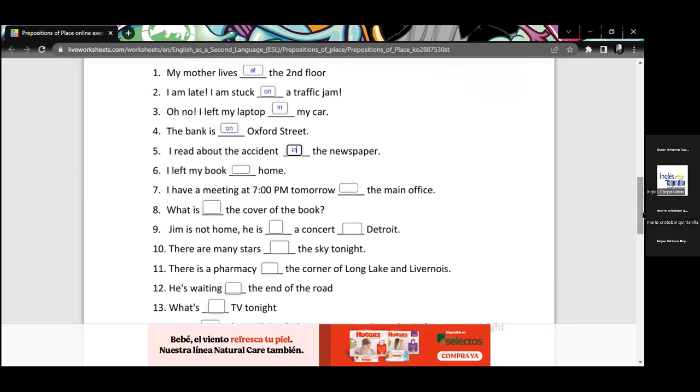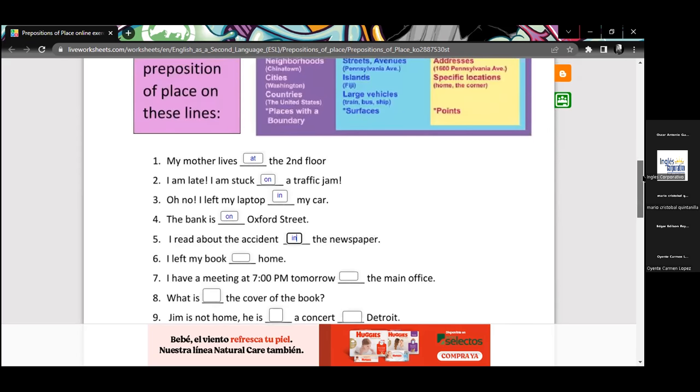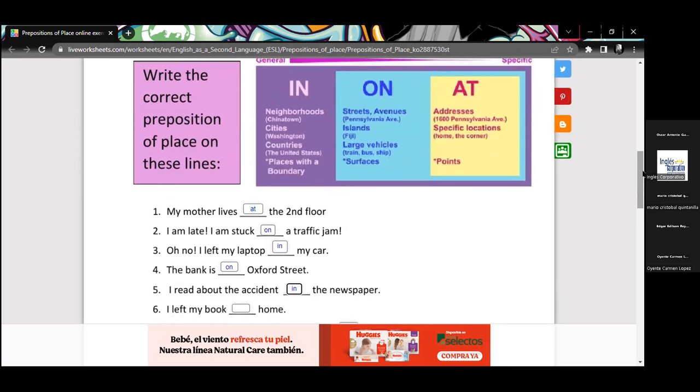Leí sobre el accidente en el periódico. What do you have? ¿Qué le han puesto ahí?